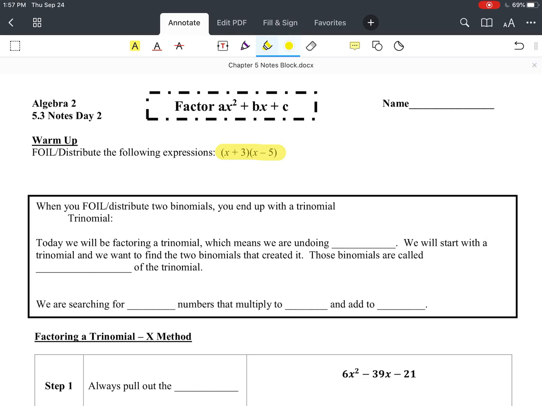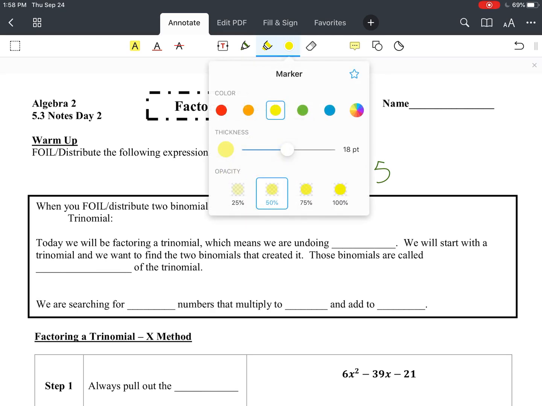And before, we talked about how we distribute them. So you might have called it FOIL or distribute, but you would take the x and you would multiply it by x and minus 5. So you'd get x squared minus 5x. You would do the same thing with 3. So you'd do 3 times x and 3 times minus 5. So you'd have plus 3x minus 15.